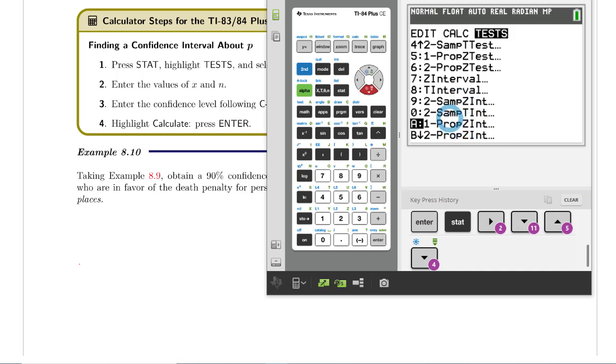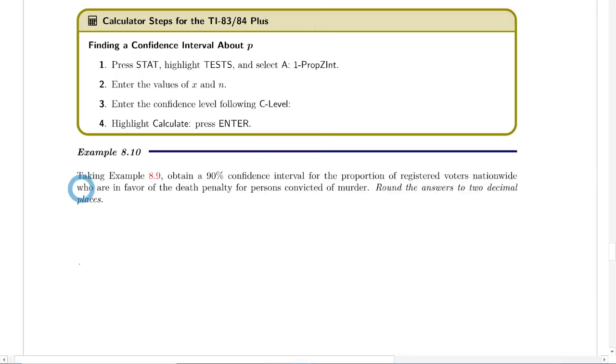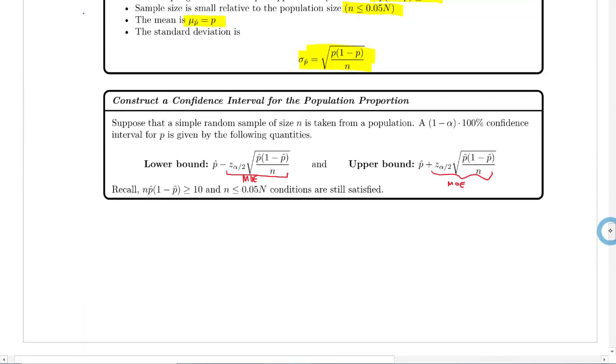So the ints are all intervals, and don't worry, you may ask if we're going to use all of these, and we are. So 1-PropZInt means one proportion given and a confidence interval. Okay, so taking the same example, let's obtain the 90% confidence interval for the proportion of registered voters who are in favor of the death penalty. So there's a couple of things that we need to go back and look at.